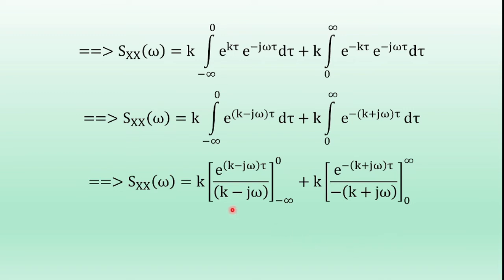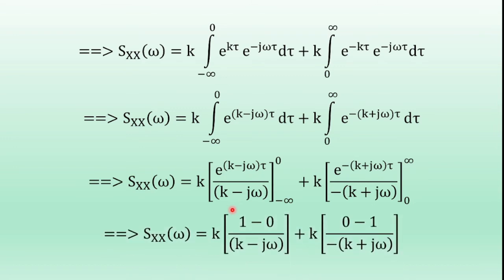In the first term, substitute the upper value of tau and the lower value of tau, and do the same in the second term. Substituting the upper value of tau as 0, e power 0 is 1, and the lower value of tau as minus infinity, e power minus infinity is 0, so we get (1 minus 0) by (k minus j omega). Plus, here also, the upper value of tau is infinity, so e power minus infinity is 0, and the lower value of tau is 0, e power minus 0 is 1, so (0 minus 1) by (k plus j omega).